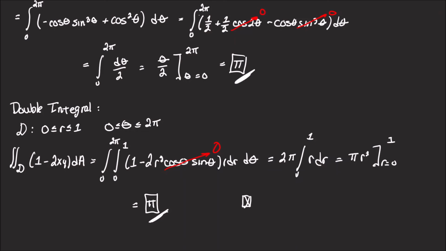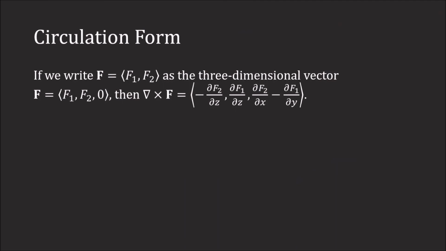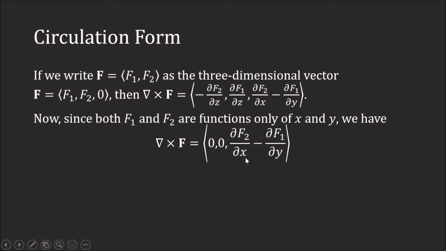What we're going to do for the rest of this video is look at some alternate forms of Green's theorem. First, we shall consider the circulation form. If we write the vector field f as the three-dimensional vector f1, f2, 0, then the curl of f becomes negative partial f2 partial z, partial f1 partial z, partial f2 partial x minus partial f1 partial y. However, f1 and f2 are strictly functions of x and y. So these two pieces would be 0. And this is what we'll be left with.